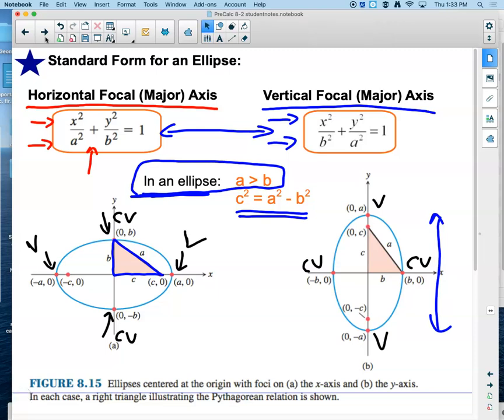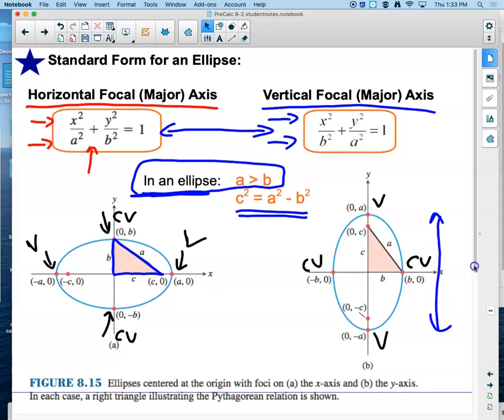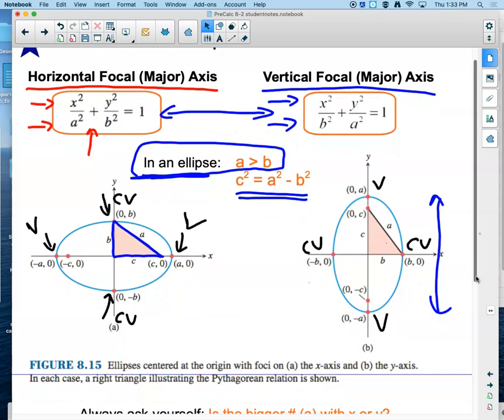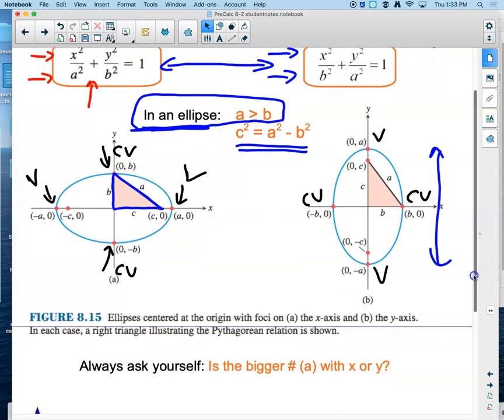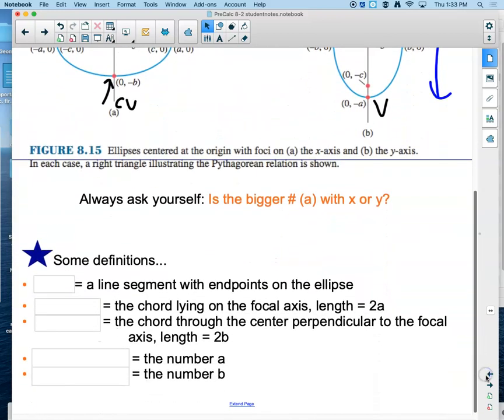So that's a lot to grab onto, but remember, a will always be the bigger of the two numbers, and if it's under the x squared term, then it's a horizontal ellipse. And if it is under the y squared term, then it is a vertical ellipse. So the ellipse is centered at the origin with foci on the x-axis and the y-axis, and in each case a right triangle illustrates the Pythagorean relationship.